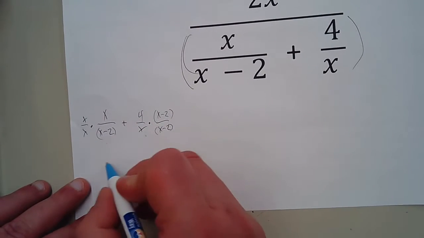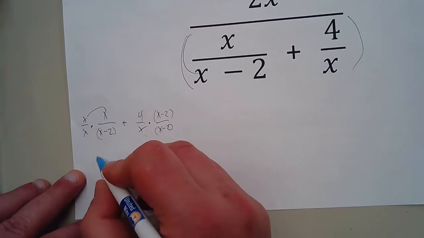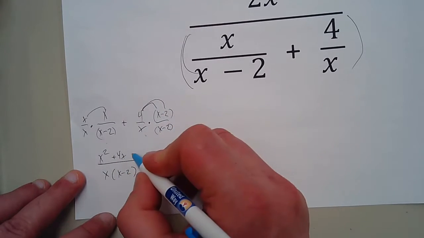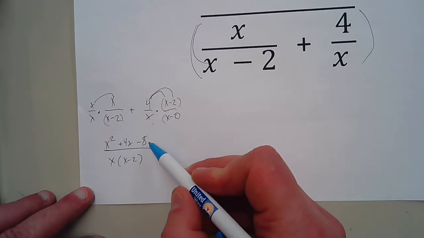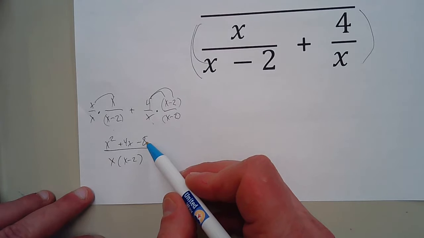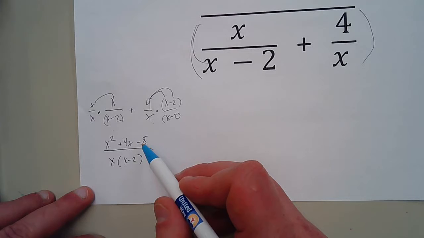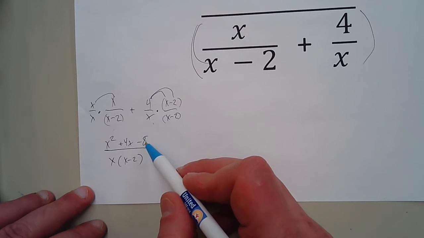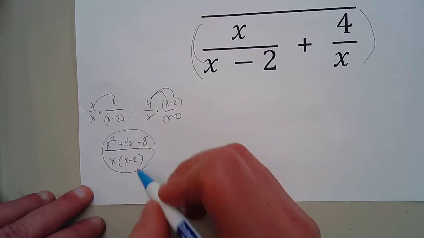Alrighty, so when I do that, I will have a common denominator of x times x minus 2. And up top, I'm going to get an x squared, a 4x, and a minus 8. Cool. So then I look at this and I say, can I factor this any further? Are there factors of negative 8 that add to 4? I don't think so, because negative 8 and 1 won't add to that, negative 4 and 2 won't add to that. So this doesn't factor, which is fine. That just means that this is as far as this one's going to go.